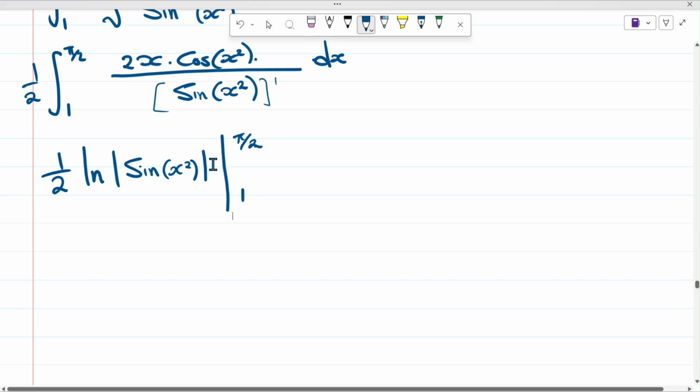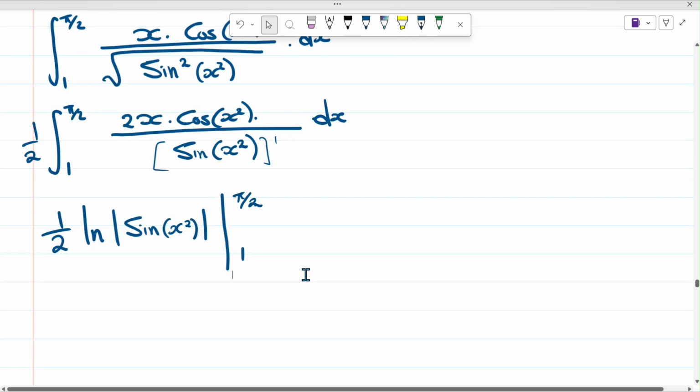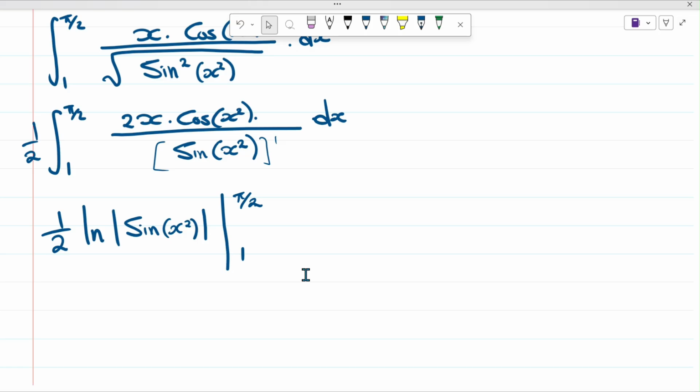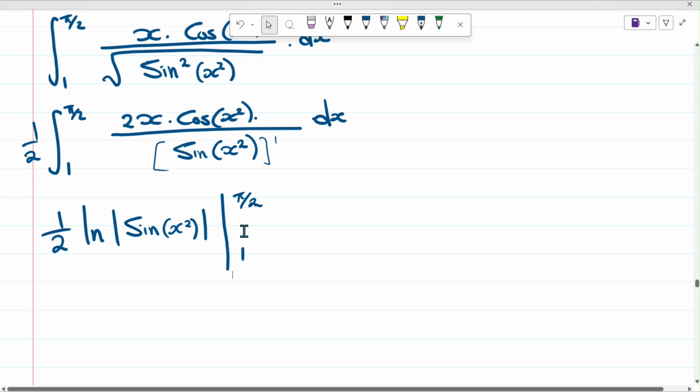All right. 1 over 2 ln of sine x squared, with pi over 2 and 1 as the two limits. Someone else could have just said, I want to convert this to cot, because we have cos over sine. If someone converts this to cot, we will end up having the same thing.